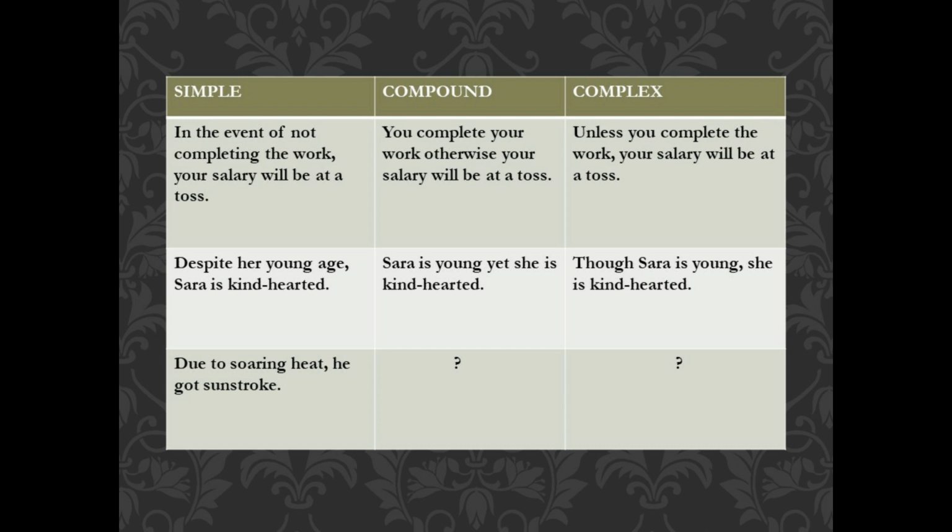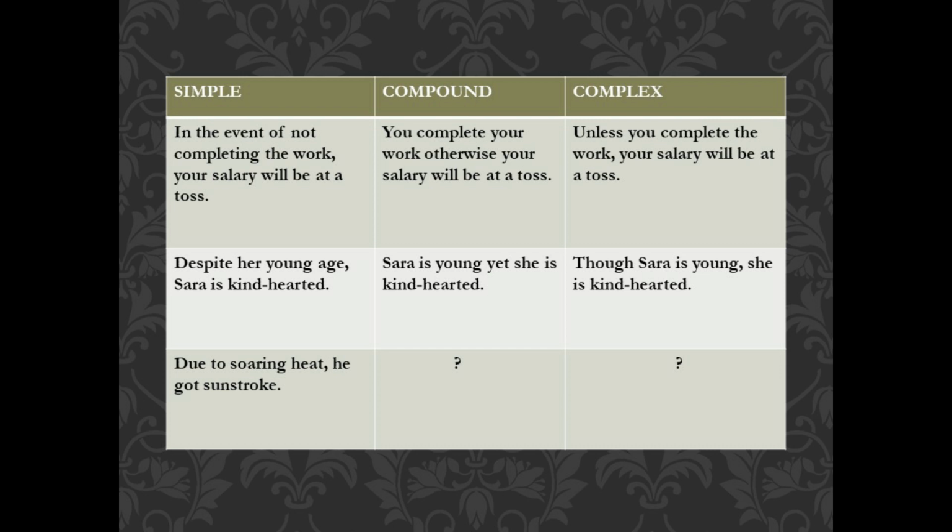So now see the next example. Despite her young age, Sarah is kind-hearted. So here the keyword used is despite. There is another keyword that means despite. It is in spite of. So you can also say, in spite of her young age, Sarah is kind-hearted. Both are right. This despite is another keyword which you use in simple sentences.